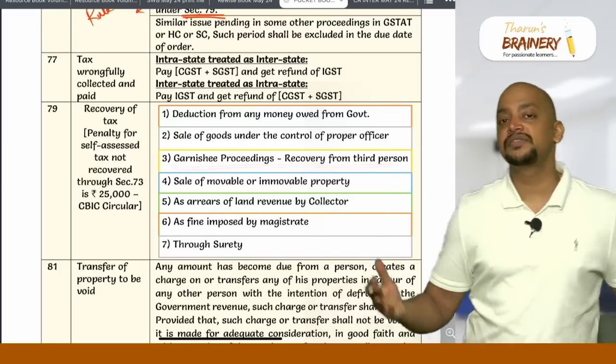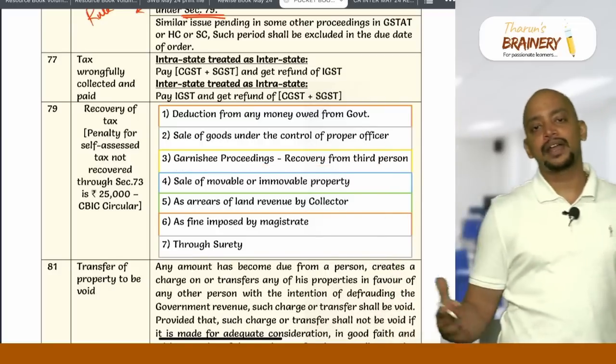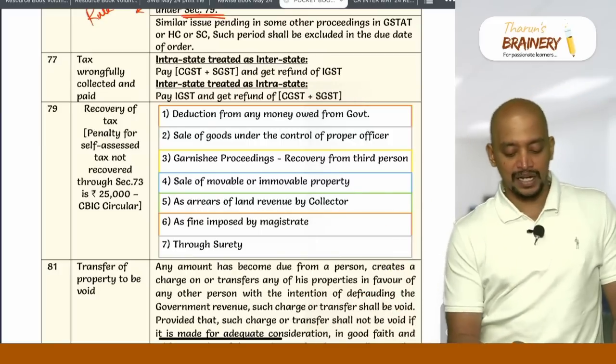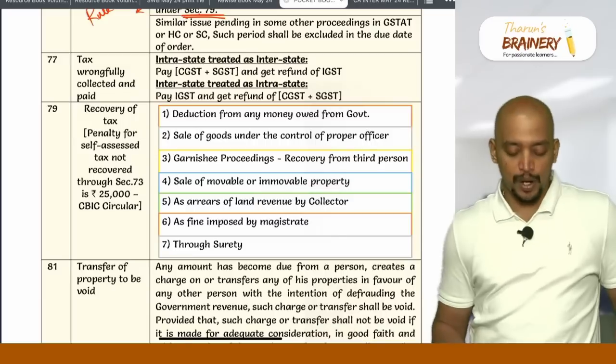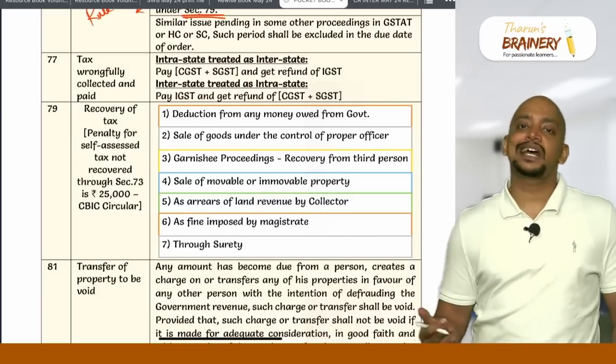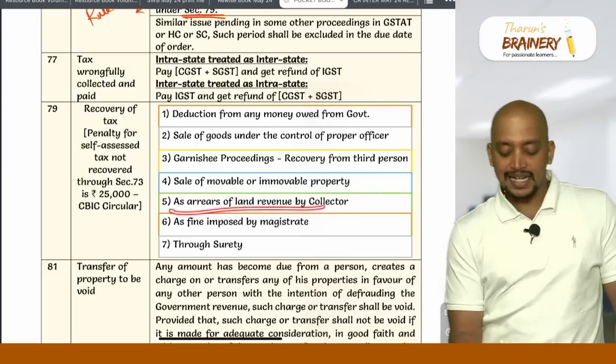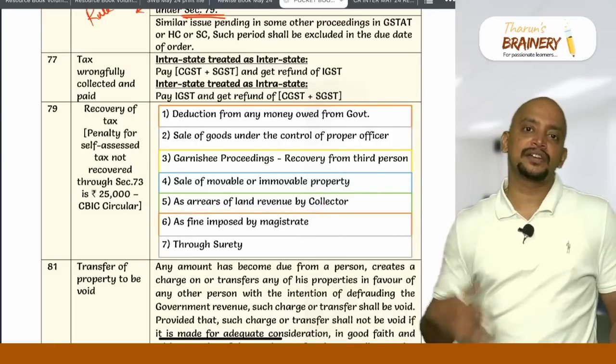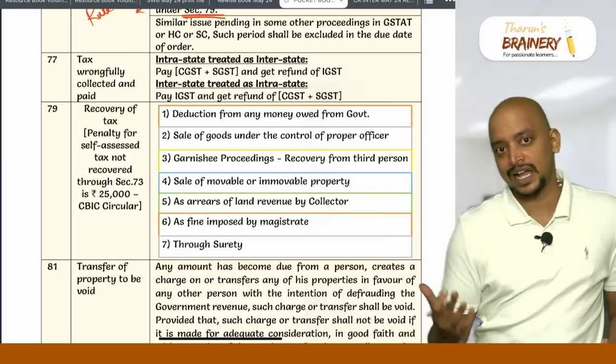Garnishee proceedings, that is recovery from a third person. From the bank account or from the tenant or from the debtor, etc., they will try to recover the money. Then sale of movable or immovable property, attachment proceedings: they will attach the property and sell it off. Then recovery as arrears of land revenue by the collector, by making an announcement, etc., in that locality.